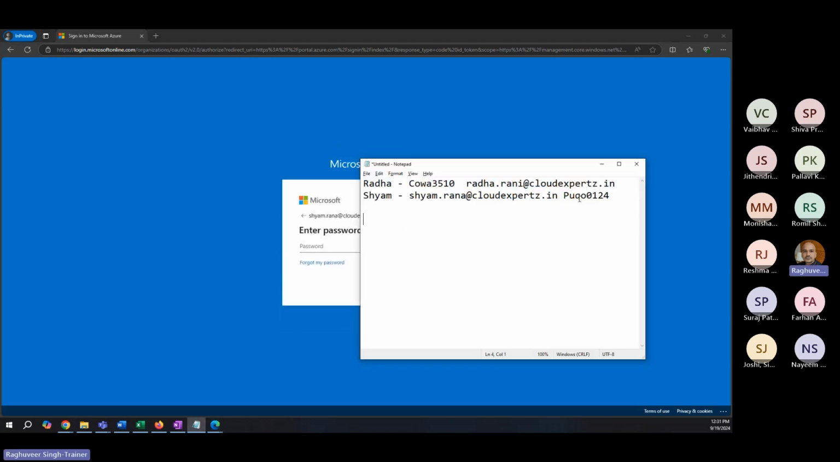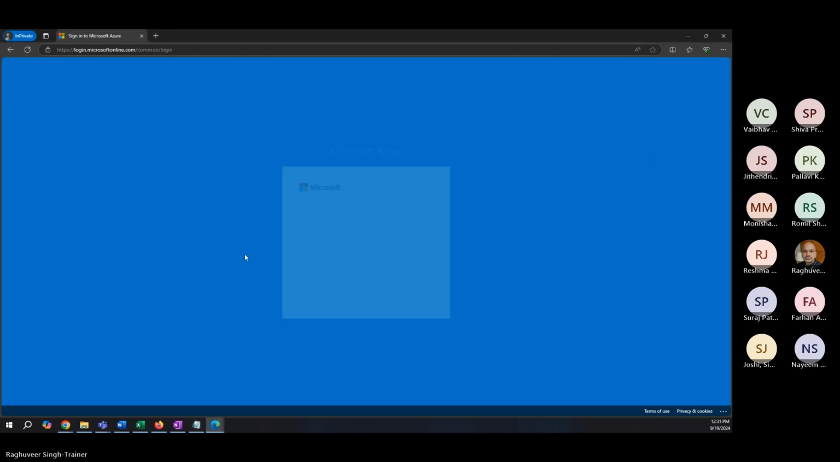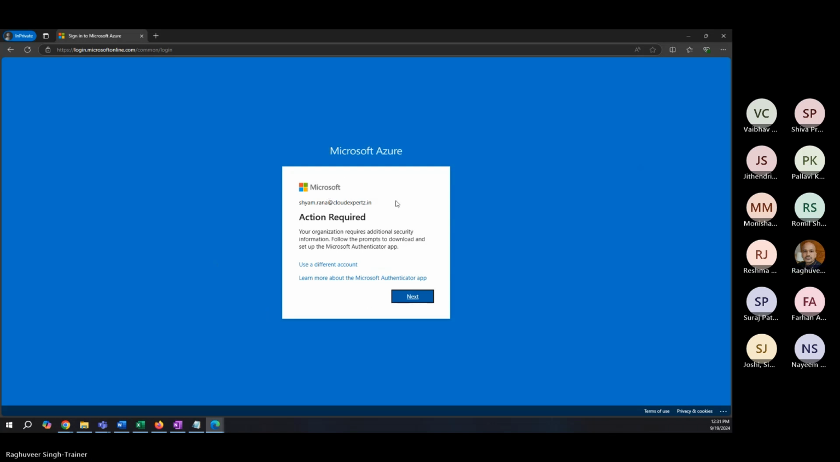It will ask you for the password. And it says, your organization requires additional security information. Follow the prompts to download and set up Microsoft Authenticator app. Now, in case of Shyam, though I have not enforced MFA, Shyam is not getting an option to skip it, but the default behavior after enabling the MFA is that a user gets up to 14 days to skip it. That's the default behavior, which is similar to security defaults also.